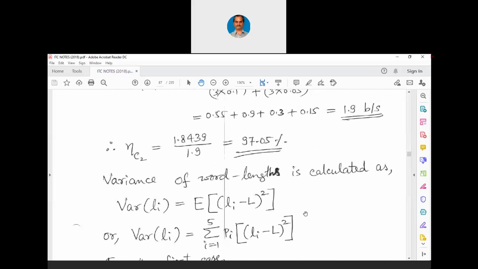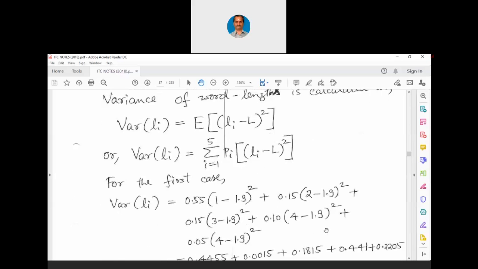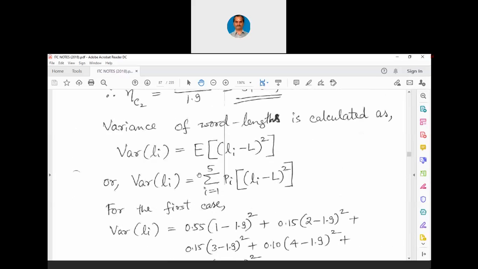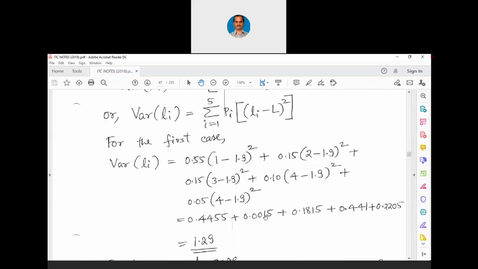Now, the variance of the word lengths is calculated as variance of L_i is expectation of (L_i minus L) whole square. Please revise your knowledge of statistics. You already studied what is meant by variance, standard deviation, and expectation in the earlier maths courses. Expectation is nothing but summation of i equals 1 to 5 of p_i into (L_i minus L) whole square. So, for the first case, I am computing variance using this formula, p_i into (L_i minus L) whole square, and the summation I get is 1.29.